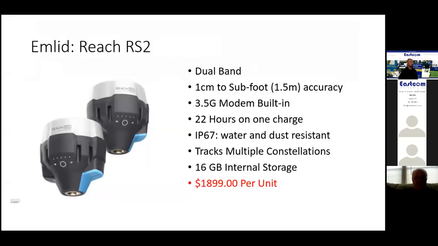Okay, so this is one of our receivers. It's called the MLID RS2. Now, for any of you that may use Trimble units, there's a number of manufacturers out there. But this unit is actually capable of centimeter level accuracy. And it's only $1,900. For any of you that use Trimble units, to get centimeter level accuracy, you're paying about $10,000 to $12,000. This is a much better solution.